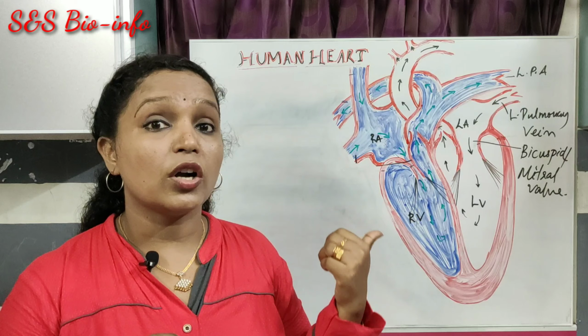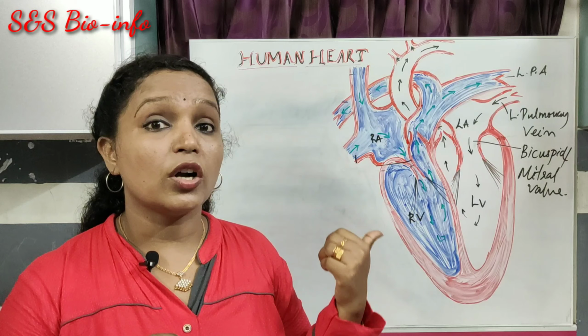Then the walls of the atria are thin compared to the walls of the ventricles, because the atria have to pump blood only to the respective ventricles, while the ventricles have to pump blood to different parts of the body. So the walls are thicker in the case of ventricles, because they have to apply more force to pump blood to different parts of the body.